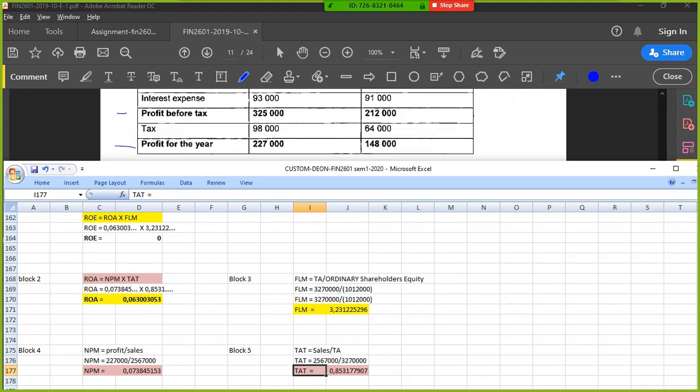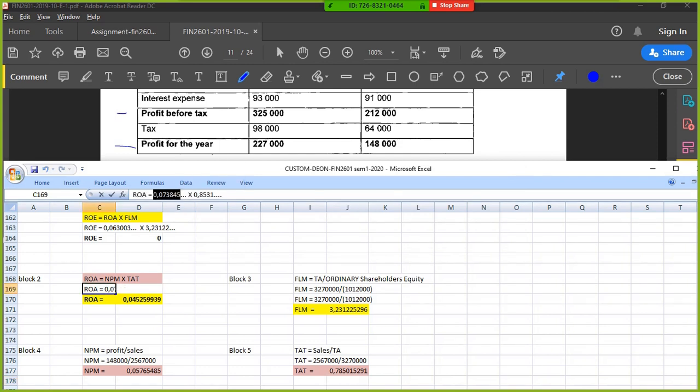Right, scroll further down. Profit for the year, it's on this side, 148. There's the profit. This figure needs to be 148. Okay, then we've got the net profit margin. We can calculate that. We've got the total asset turnover. We can calculate that. Yes. Right, then I just need to update these workings.